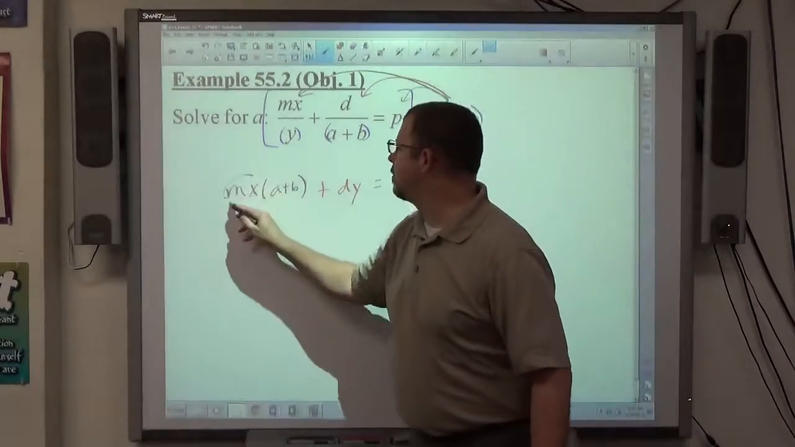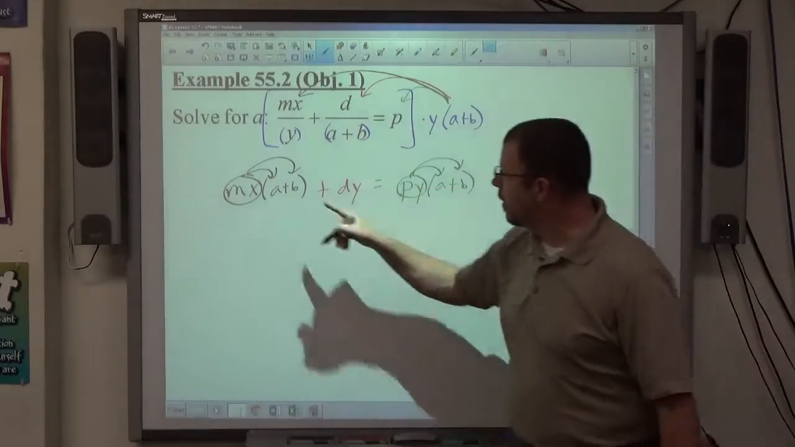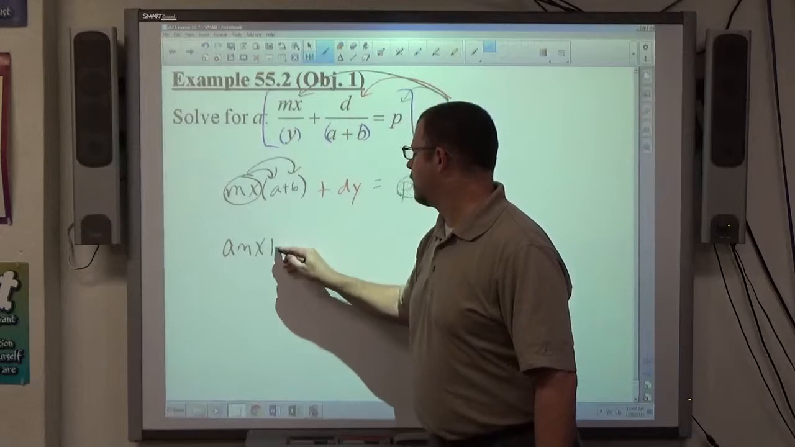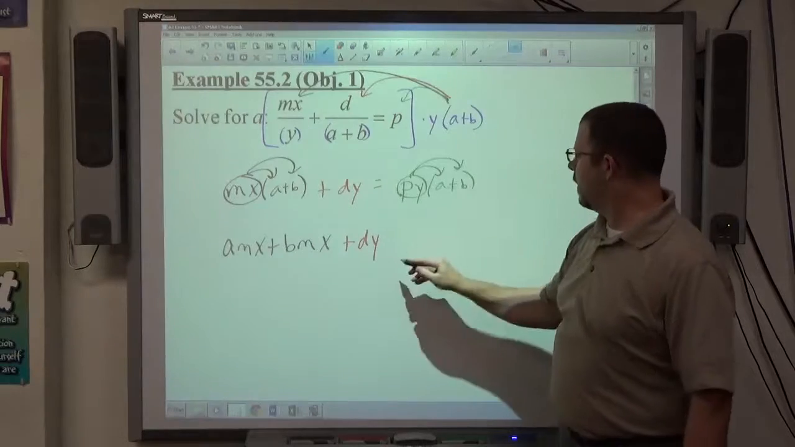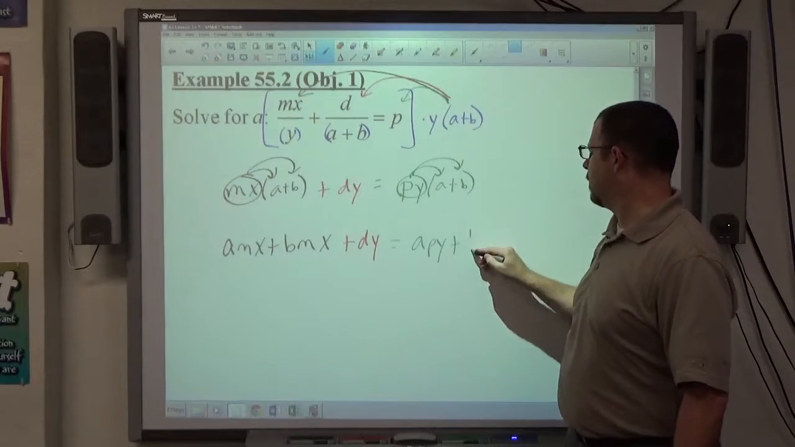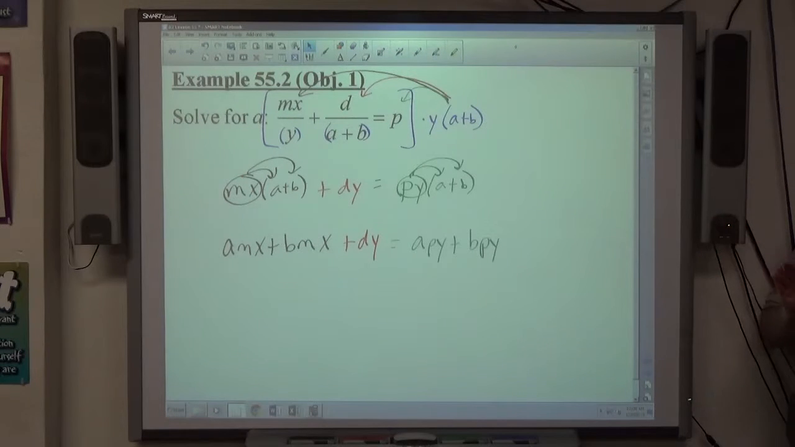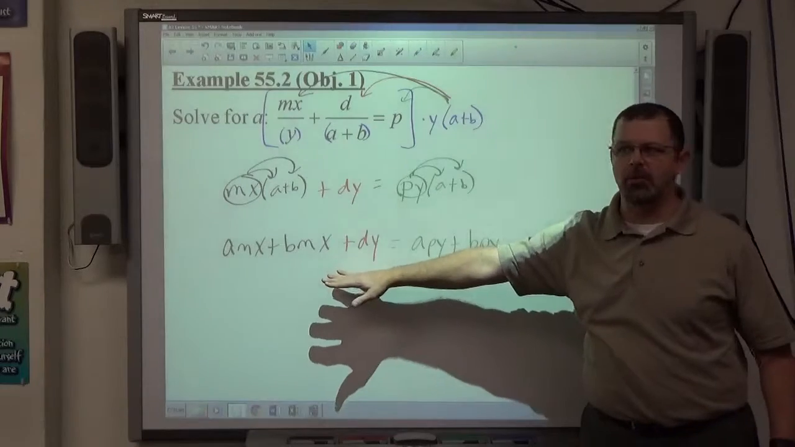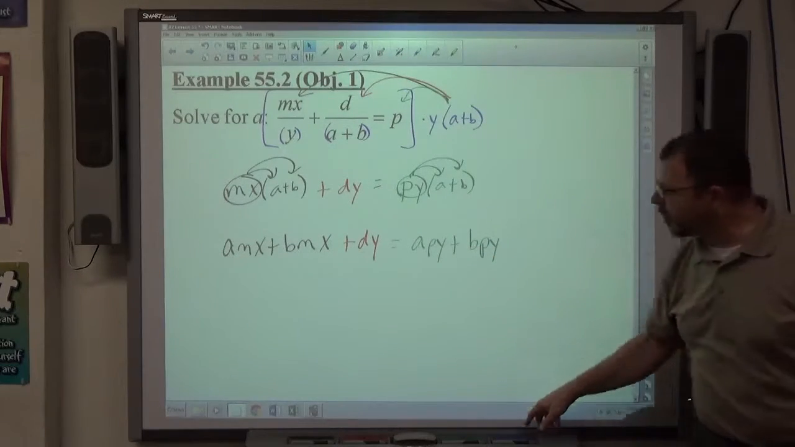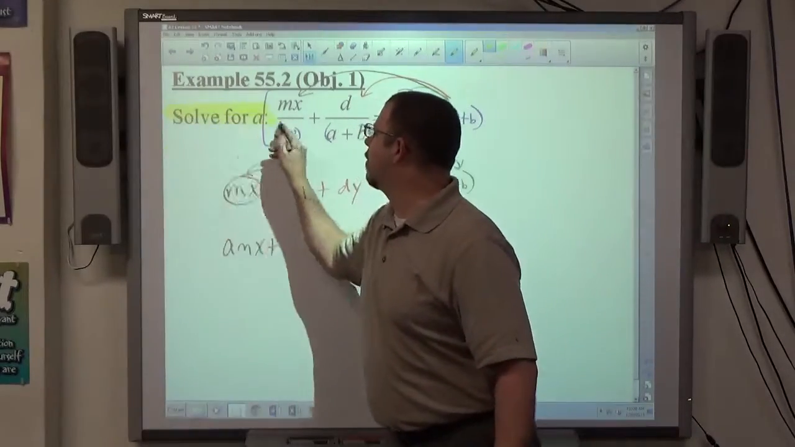So mx times a plus b, dy is fine, py times a plus b, both those things have to be fixed. So this is going to be amx plus bmx plus dy equals apy plus bpy. At no point in time when I was doing those steps did I care what I was solving for, because it doesn't matter what I'm solving for. Priority one of these problems is to get a problem looking like this down to a bunch of terms that aren't fractions or parentheses. Once there's no fractions, no parentheses, now I can care about what I'm solving for. This says very clearly solve for a.